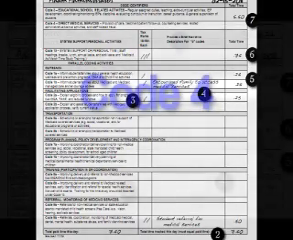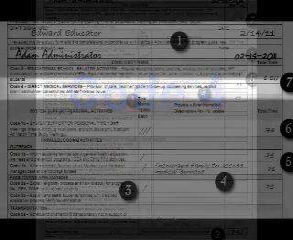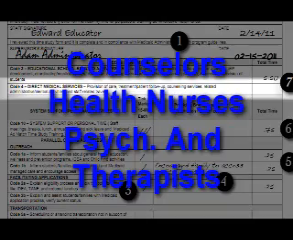So moving up the form as we go to Code 4, Code 4 is especially for counselors, health people, nurses, psychs and therapists who are providing direct medical services for students. This is the appropriate place for them to record the time when they're providing those services. Certificated staff, most staff will not be using that.